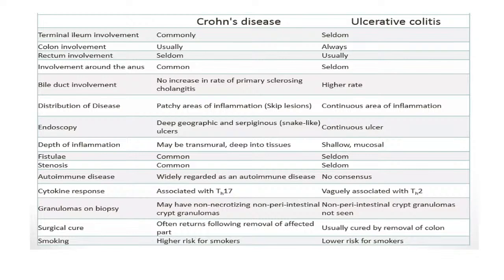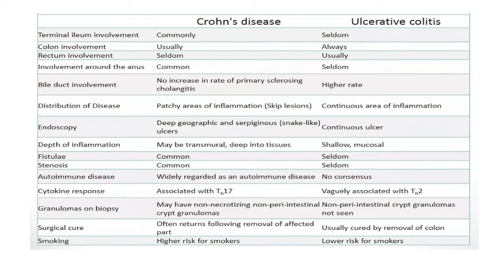Then fistulae and stenosis are more common in Crohn's, less common in ulcerative colitis. Then autoimmune disease is more commonly associated with Crohn's. Then cytokine response: usually Crohn's disease is associated with Th17, while ulcerative colitis is associated with Th2. Why is it important? For deciding on immunosuppression. Then we have granulomas on biopsy. Crohn's may have non-necrotizing, non-peri-intestinal crypt granulomas, while in ulcerative colitis, they are not seen. So crypt abscesses or granulomas are more common in CD.